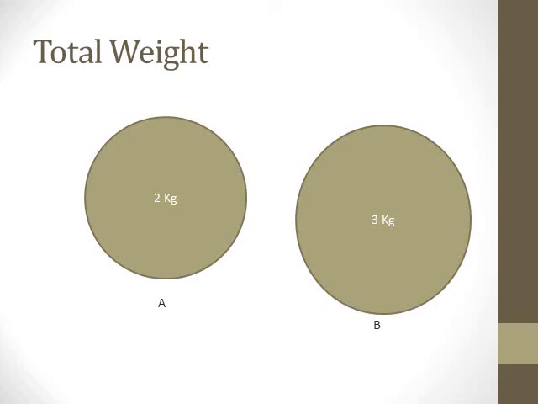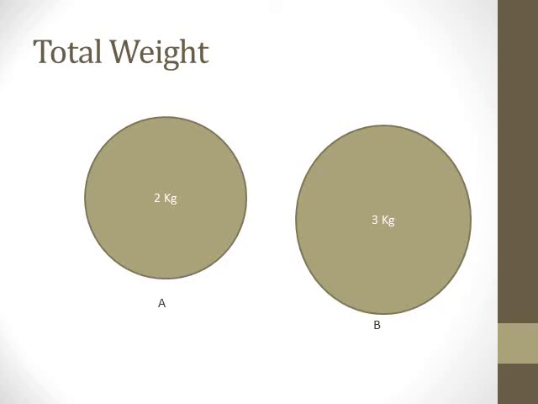What you have to do, you just have to add these two weights, as the weight of object A is equal to 2 kg and the weight of object B is equal to 3 kg. So you will add 2 and 3. So 2 plus 3 equals 5. Now you can say that the total weight of A and B is 5 kg.